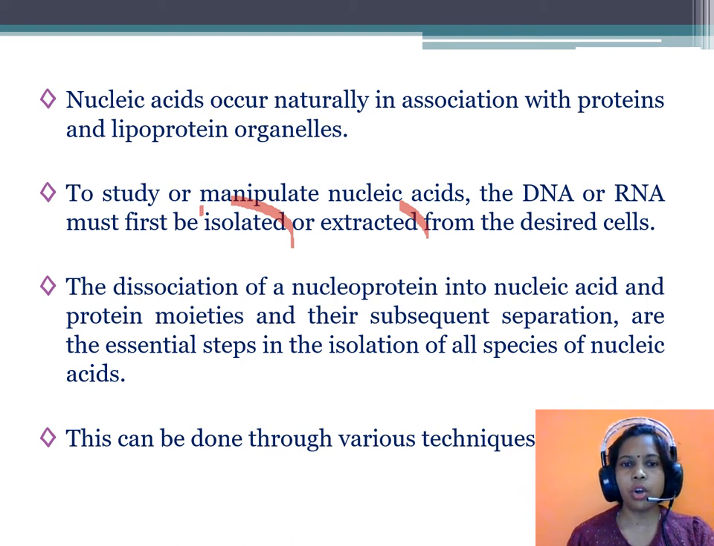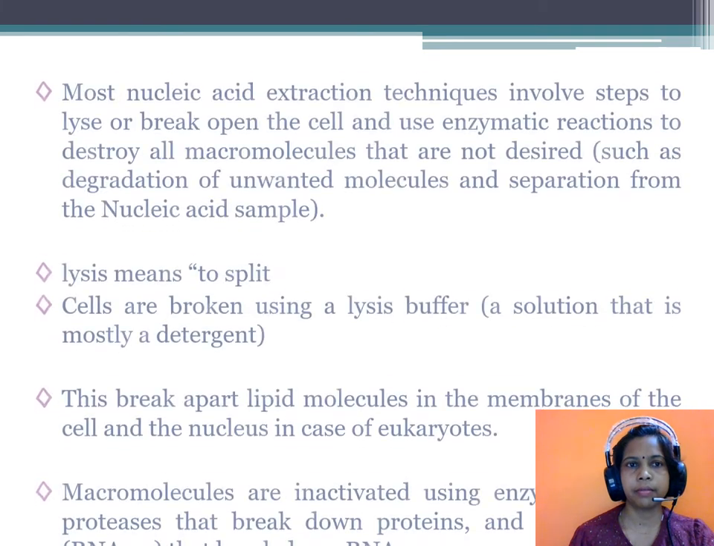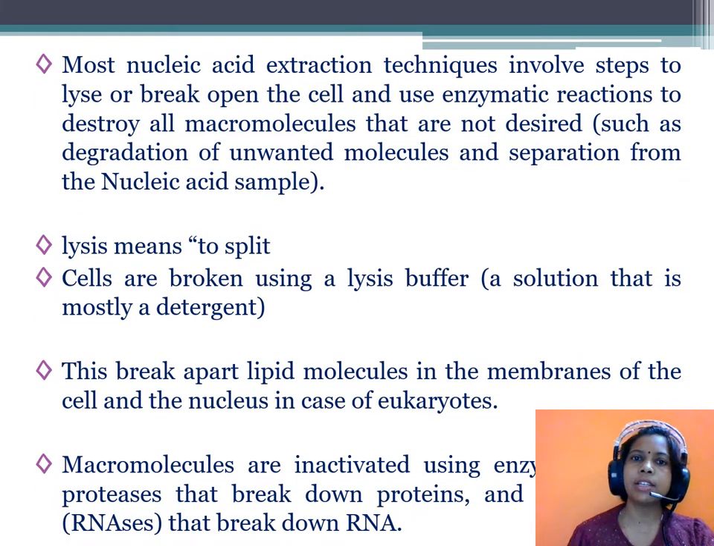The dissociation of a nucleoprotein into nucleic acid and protein moieties and the subsequent separation are the essential steps in the isolation of all species of nucleic acids. This can be done through various techniques. Most nucleic acid extraction techniques involve steps to lyse or break open the cell and use enzymatic reactions to destroy all macromolecules that are not desired, that is, unwanted.